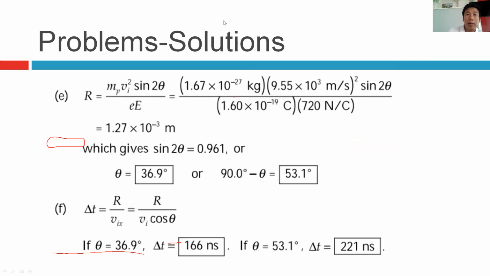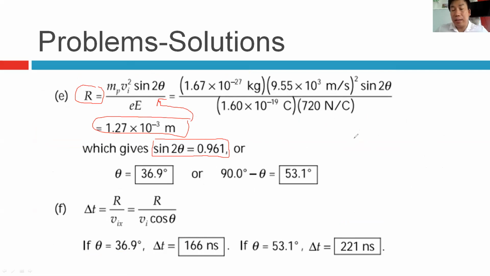Please look at the solution here. We just need to substitute the value of R into this formula, and then you solve the problem. After you solve this, you substitute the values that the problem provided us. You can obtain sin 2 theta, which I call sin 2 theta 0.